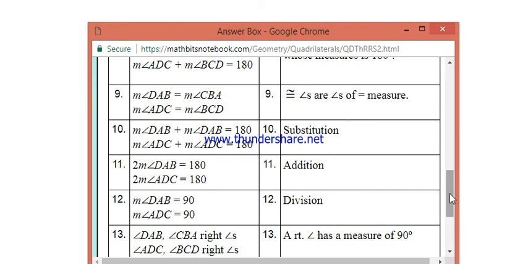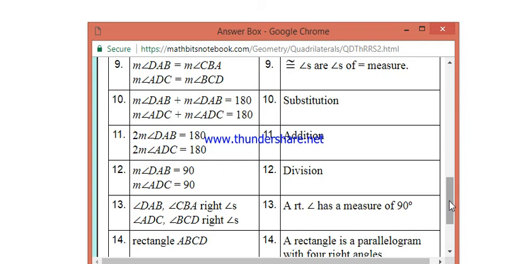For number 9, the measure of angle DAB is equal to the measure of angle CBA, and the measure of angle ADC is equal to the measure of angle BCD. Reason: congruent angles are angles of equal measure. For number 10, the measure of angle DAB plus the measure of angle DAB is equal to 180, same for angle ADC, and that is just substitution.